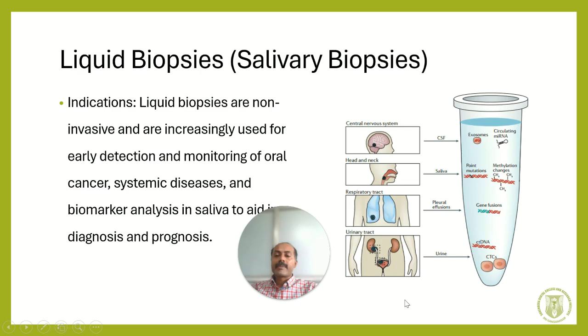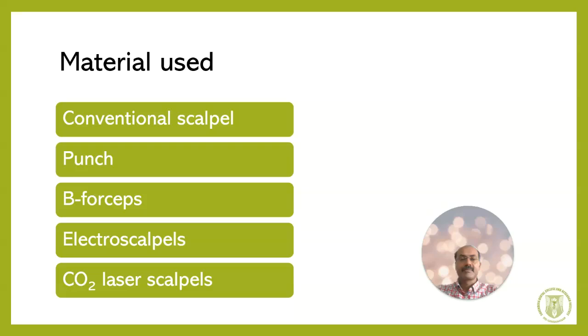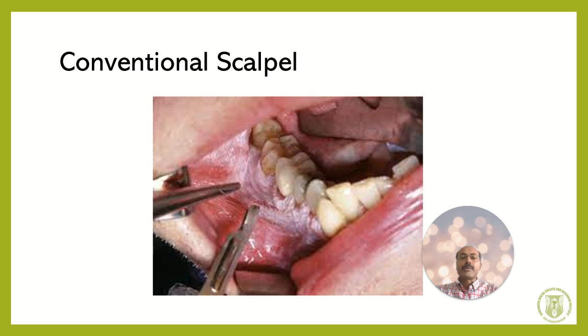Next, we talk about the materials employed for biopsies. Depending on the material used, biopsies can be classified as conventional scalpel biopsies, punch biopsies, P4 biopsies, electroscalpel biopsies, and carbon dioxide laser biopsies. A conventional biopsy is usually performed using a scalpel or a BP blade number 15, number 11, or number 12.